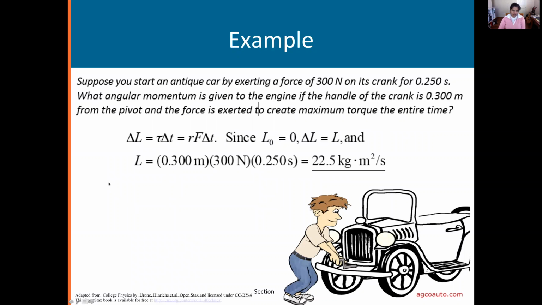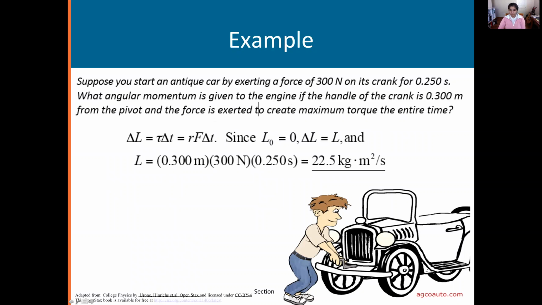Let's look at a simple example to deal with some numbers here. Suppose you start an antique car by exerting a force of 300 newtons on its crank for 0.25 seconds. What angular momentum is given to the engine if the handle of the crank is 0.3 meters from the pivot and the force is exerted to create maximum torque the entire time? What does it mean? Force creates a maximum torque. That means R and F are perpendicular to each other.